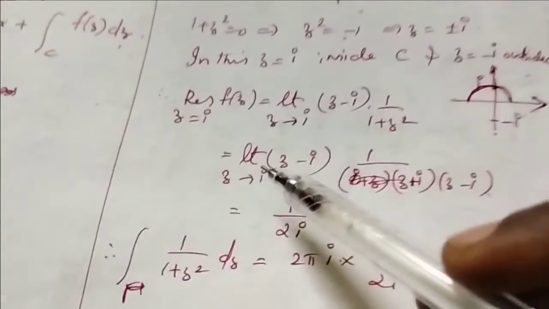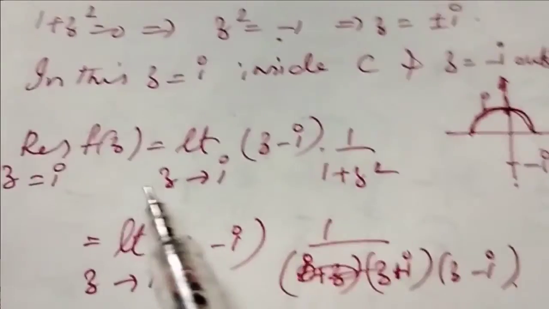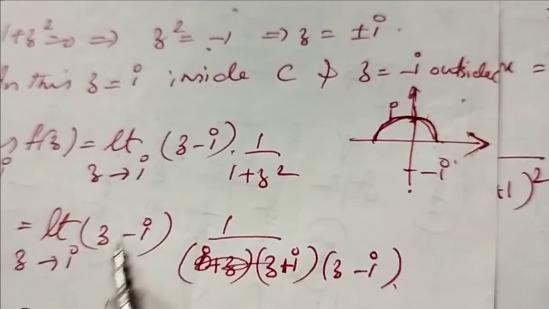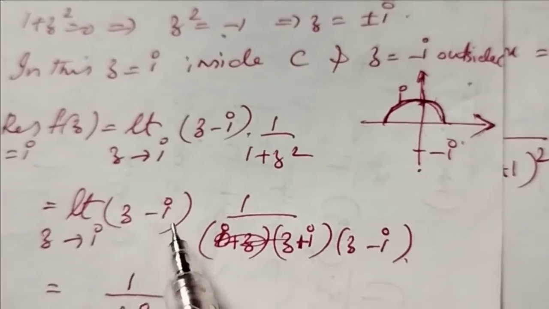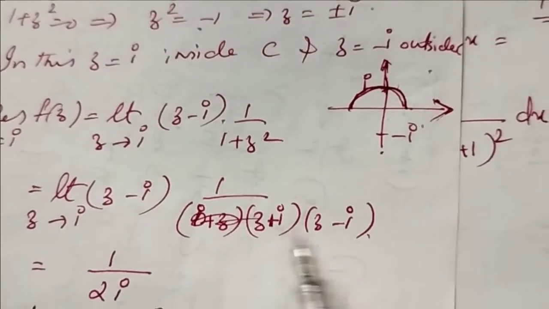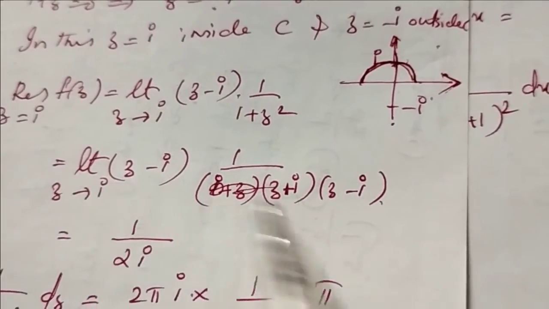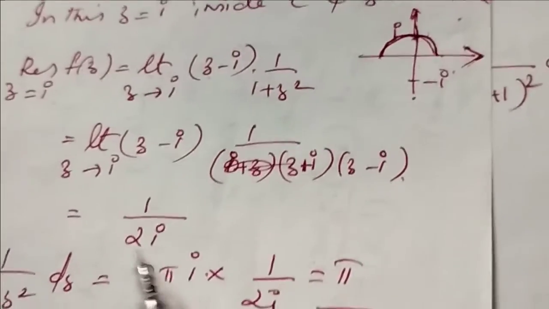So the residue of f of z at z equal to i is limit z tends to i of z minus i into 1 by 1 plus z square. So it is limit z tends to i of z minus i into 1 by (z plus i)(z minus i). The z minus i cancels. Substituting the limit z tends to i, it is 1 by 2i.